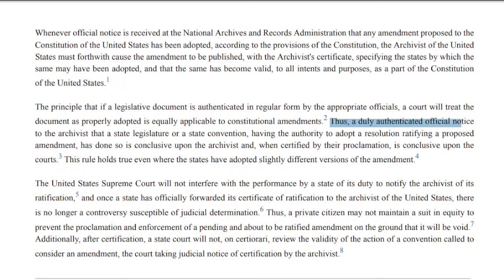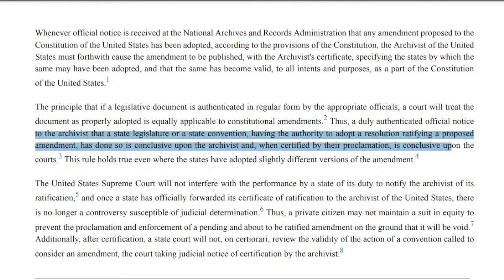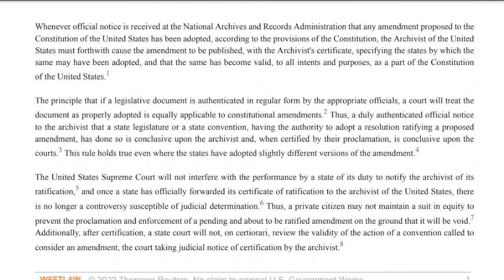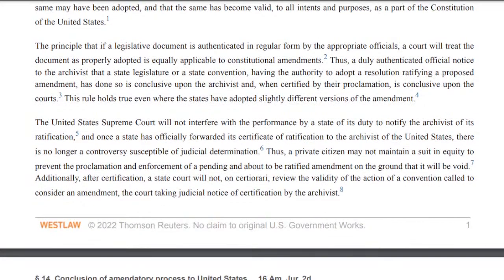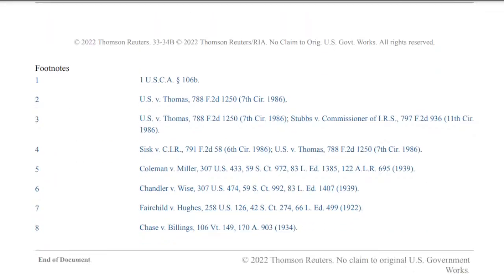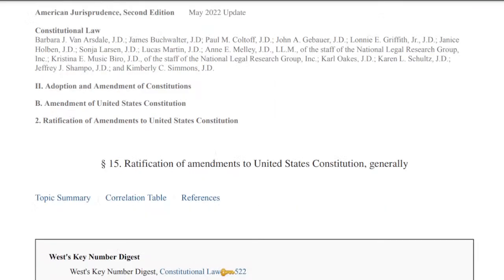Thus, a duly authenticated official notice to the archivist that a state legislature or state convention having authority to adopt a resolution ratifying a proposed amendment has done so is conclusive upon the archivist when certified by their proclamation. Okay, so this is the kind of stuff we're probably not going to be seeing in our lifetime. We'll just continue on past amending the Constitution here and get to the good stuff.